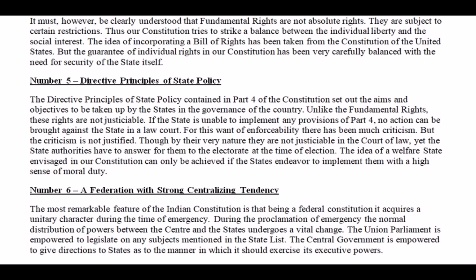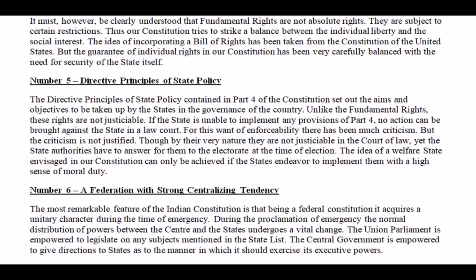Though by their very nature they are not justiciable in the court of law, yet the state authorities have to answer for them to the electorate at the time of election. The idea of a welfare state envisaged in our Constitution can only be achieved if the states endeavor to implement them with a high sense of moral duty.